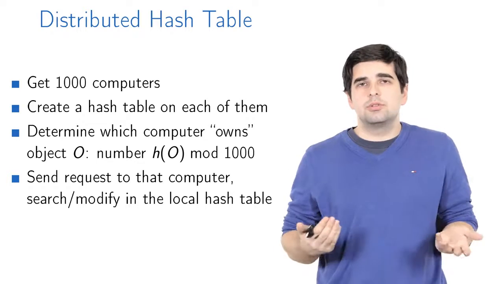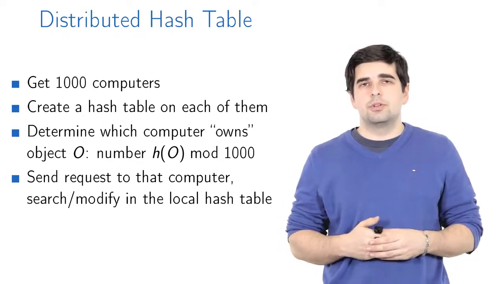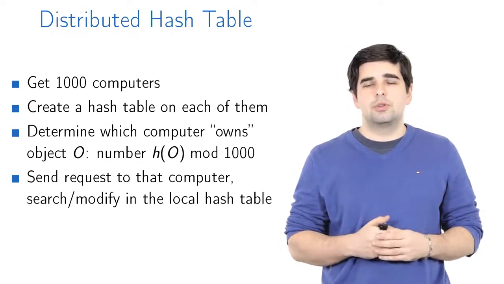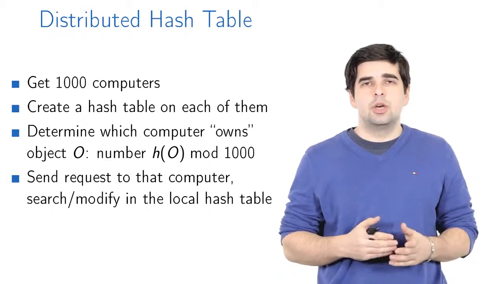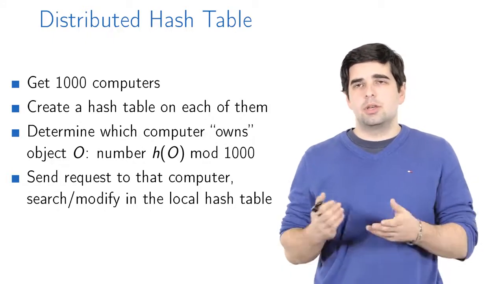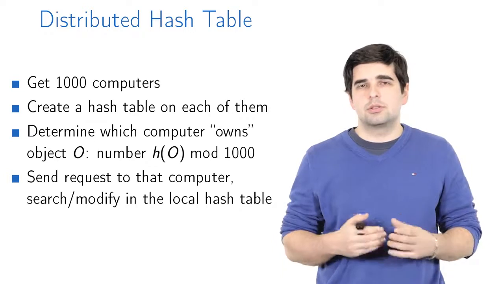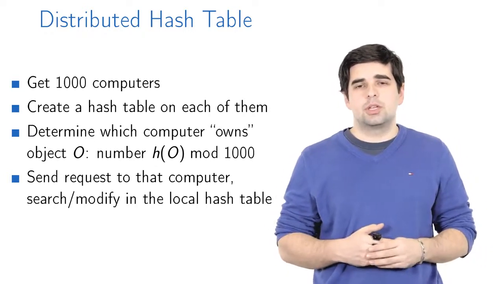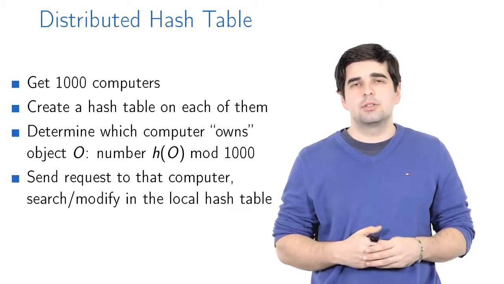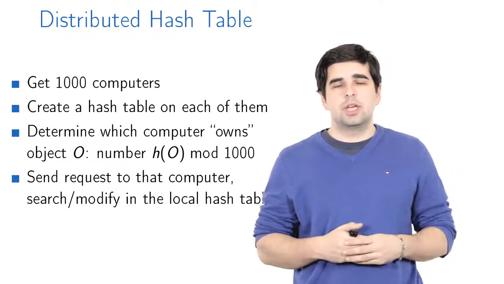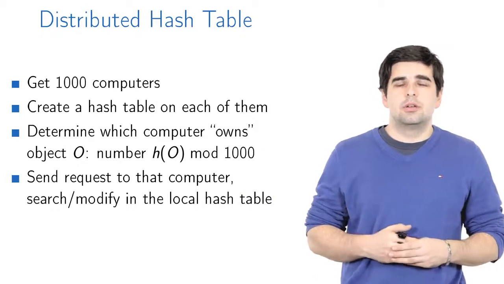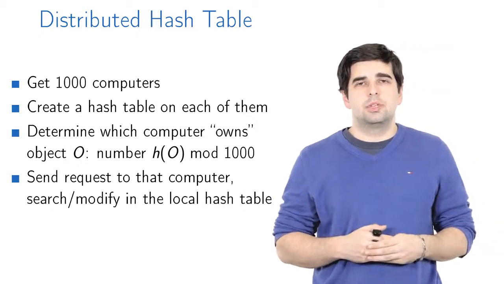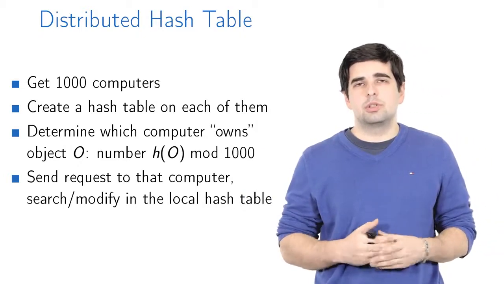And that seems to already solve our problem, because if a new request comes, you quickly compute a hash function on the object and you know where to send your request, and then that computer just looks up in its local hash table. Each of the local hash tables can be 1,000 times less than the total amount of data stored, and so it is scalable. If you need more data, you just get more computers and everything works.